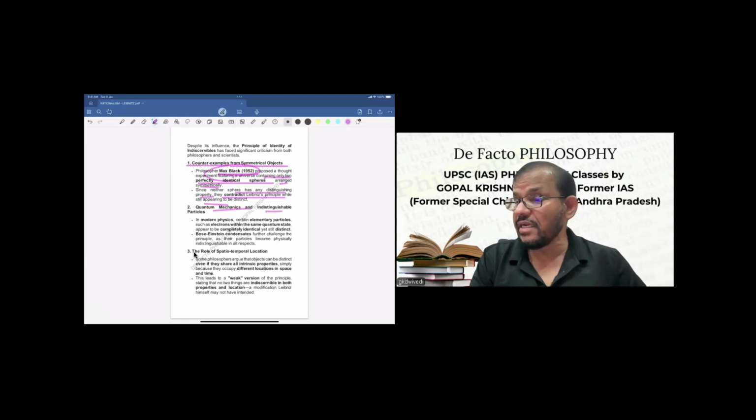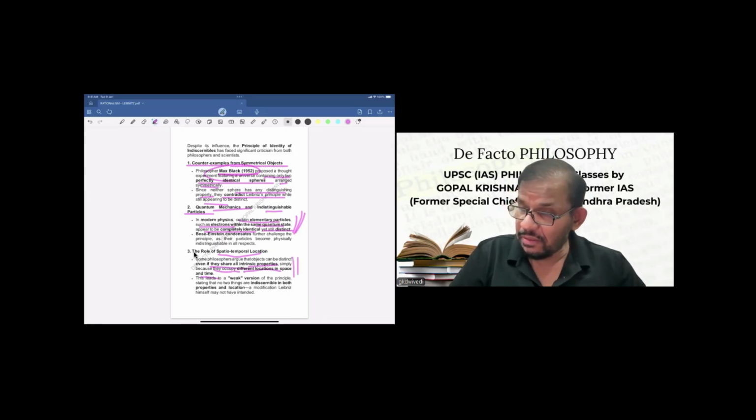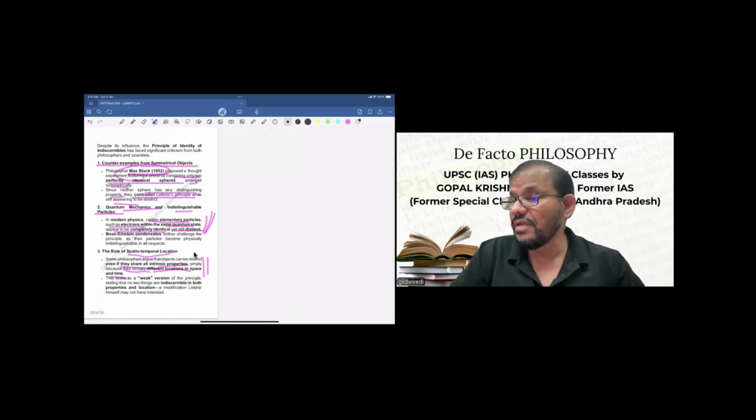Quantum mechanics and indistinguishable particles. Again, in quantum mechanics, certain elementary particles such as electrons within the same quantum state appear to be completely identical, yet still distinct. So here also, Leibniz's theory that no identical particles can exist independently is not correct. Role of spatio-temporal location: some philosophers argue that objects can be distinct even if they share all intrinsic properties, simply because they occupy different locations in space and time. So this is again a criticism of Leibniz's theory.